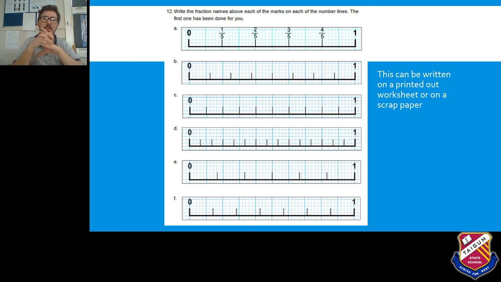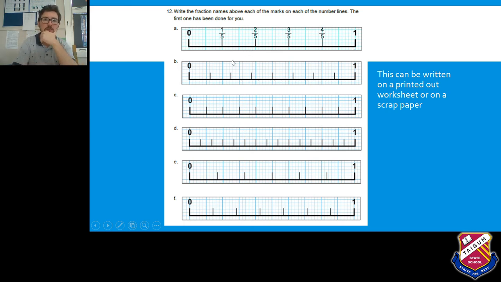So if I look at number 1, I can see that the first number is 0, the last number is 1. Okay? I start at 0, watch my mouse, and I count the parts after 0. So we got 1, 2, 3, 4, 5. So there are 5 parts, which means that this number line has been split into fifths. So I need to, on each one, write 1/5, 2/5, 3/5, 4/5, and 1 stays the same.